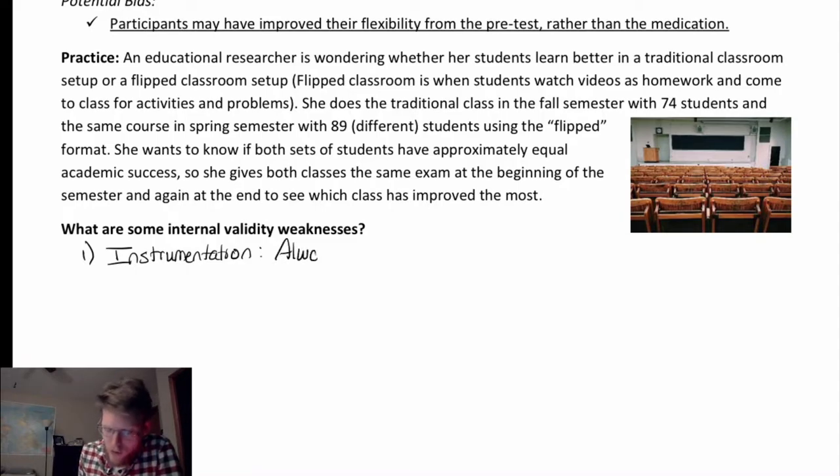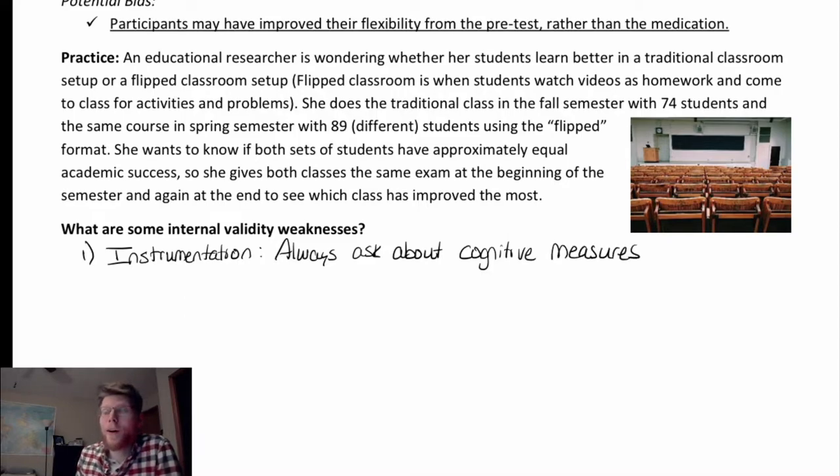And I'm just going to put here as a note, always ask about cognitive measures. Things that I would want to know are like, was this measure validated by experts? Has this been used before and tested before? So it's not just any old set of questions that you pulled up, but something that you're actually confident is measuring what you want.